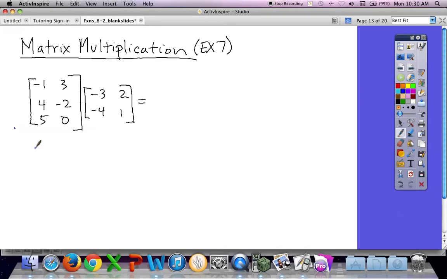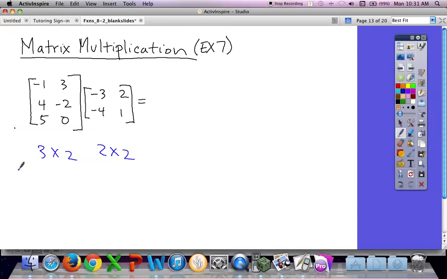So what's the dimensions of the first matrix? 3 by 2. What's the dimensions of the second matrix? 2 by 2. Okay. Now, they're not the same, but you can multiply them. You don't need to have matrices have the same order in order to multiply them.